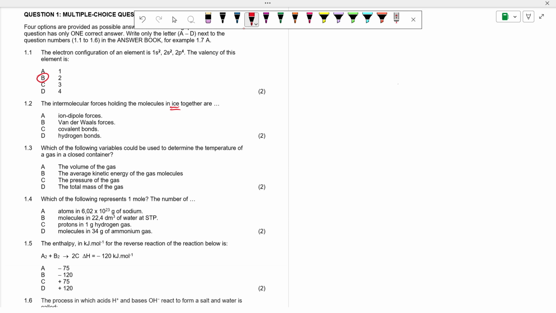Then 1.2, the intermolecular forces holding the molecule in ice together are ion dipole forces, van der Waals, covalent, or hydrogen bond. What intermolecular forces are actually between molecules of ice, or the intermolecular forces that is holding ice together? What are we, how is our interpretation? What are they looking for in this question?